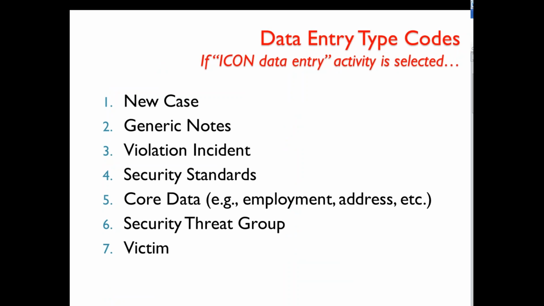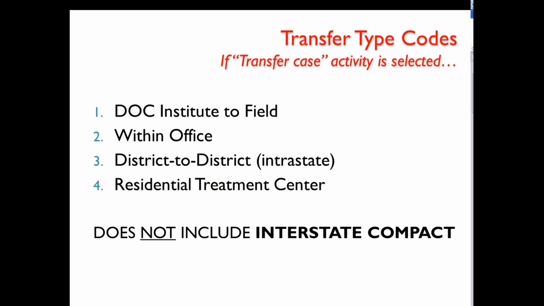If you select icon data entry as the activity, here are the list of sub-activities, or options that you'll choose for this particular sub-activity, the type of entry. And then lastly, if you choose transfer case as your activity, here are the list. And again, I just want to reiterate that this does not include interstate compact cases. That is a separate activity.